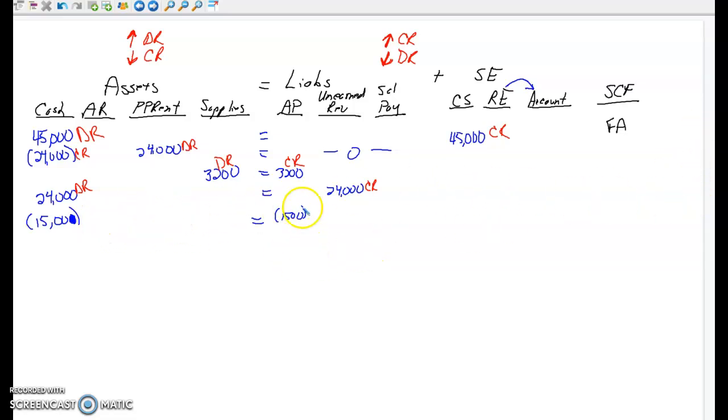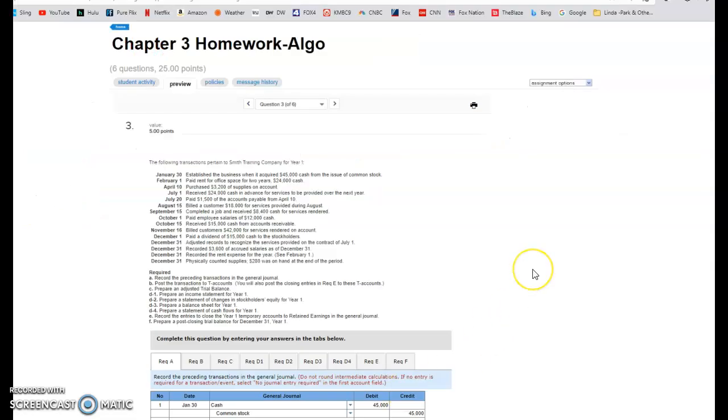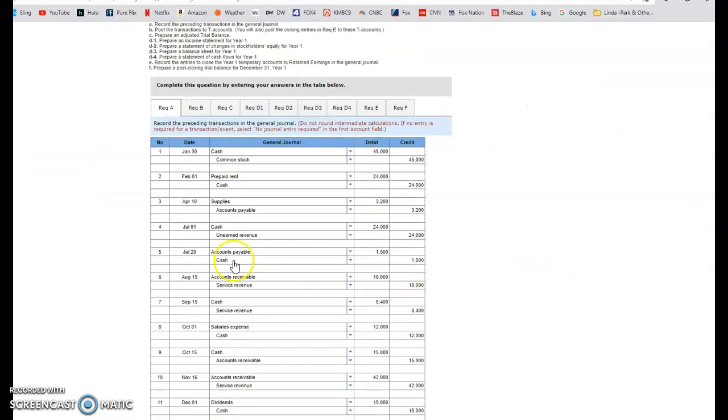Okay, assign debits and credits for this journal entry. This side goes down with a credit, and this side goes down with a debit. So my debit is to accounts payable, my credit is to cash. And let's go look at that. So here's my journal entry, debit accounts payable, credit cash. Okay, and I'm going to stop and I'll pick this up in the next video.